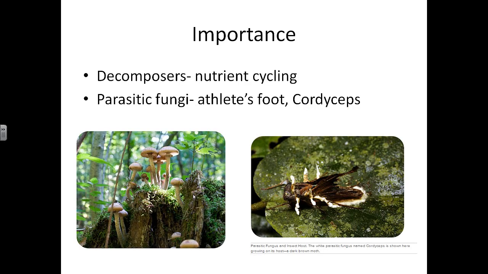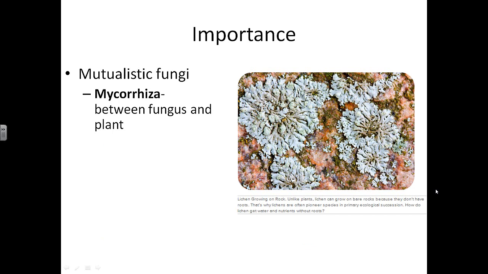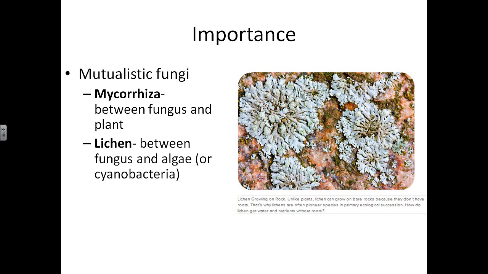Importance. Fungi are decomposers which help cycle nutrients. Many of them are parasites. Athlete's foot is caused by a fungus. Cordyceps is this white fungus on this moth here. It's a parasite. Some are mutualistic, so they have positive relationships. Mycorrhizae, or mycorrhiza, is between a fungus and a plant, and both help each other. Lichens, growing over here, is between a fungus and algae, or fungus and cyanobacteria.